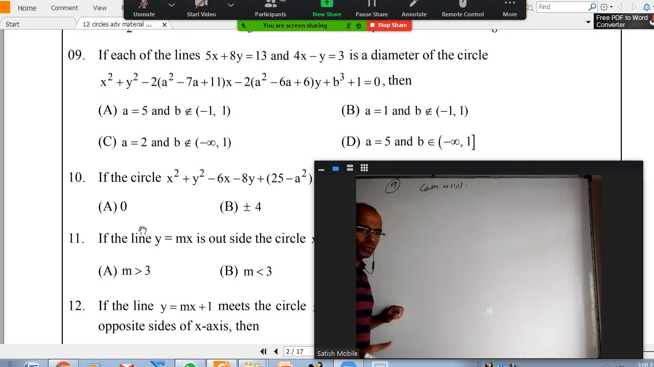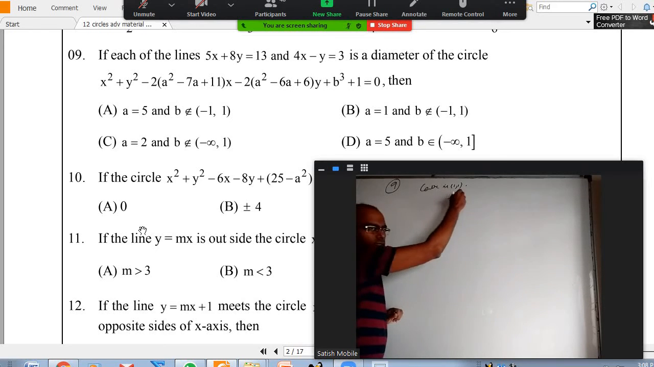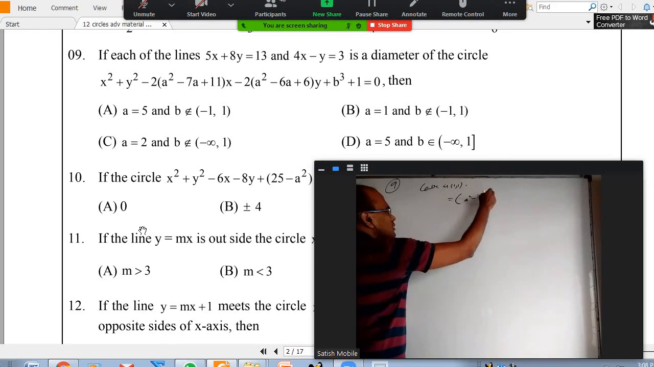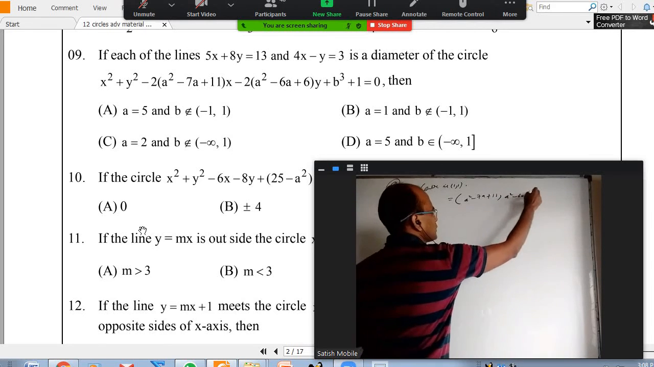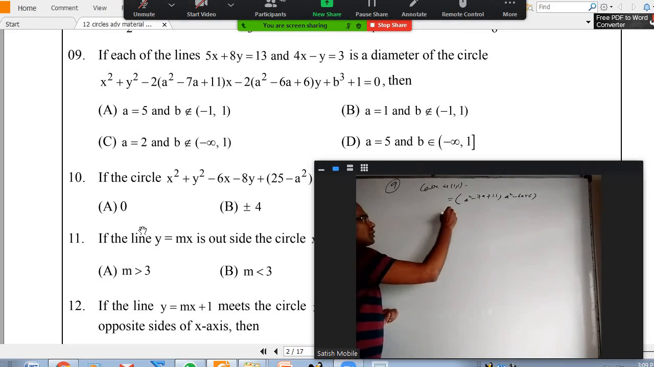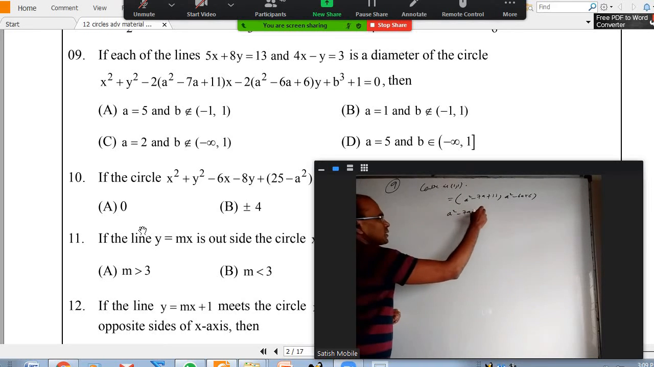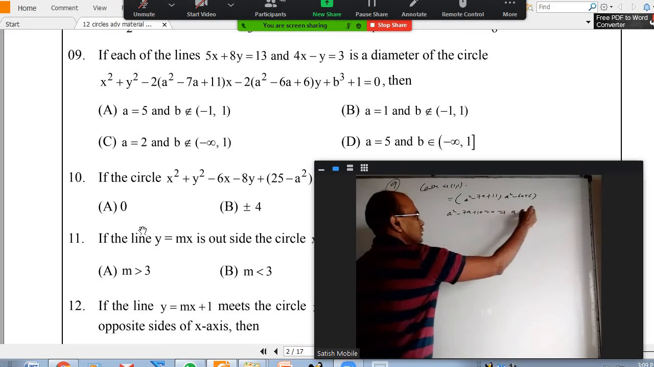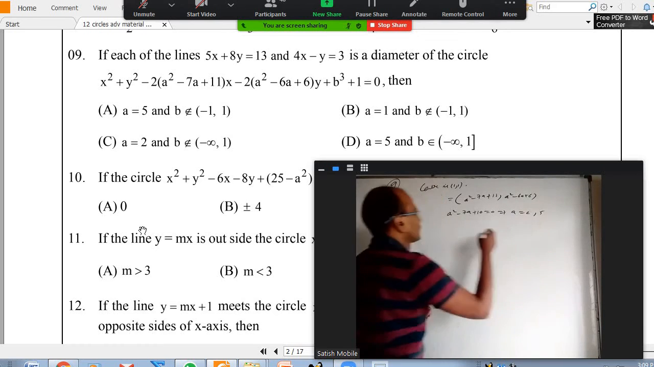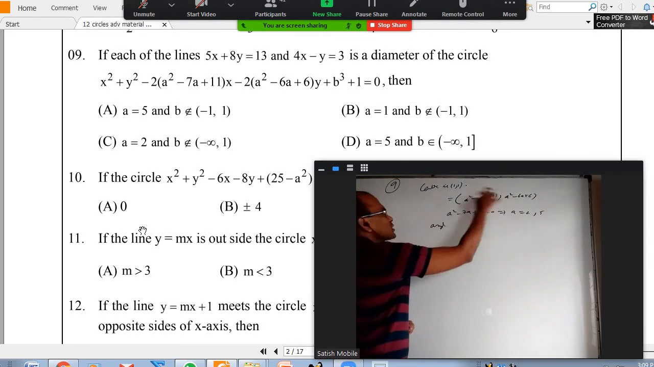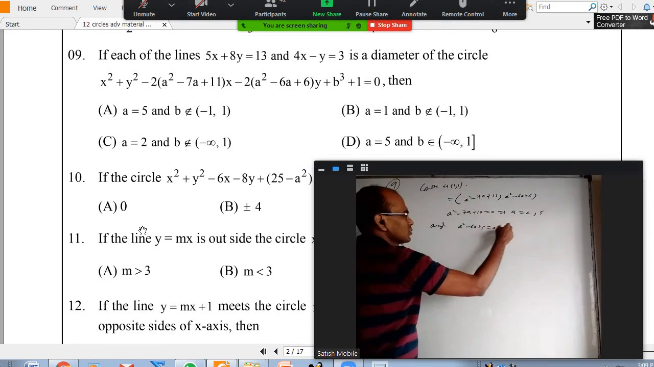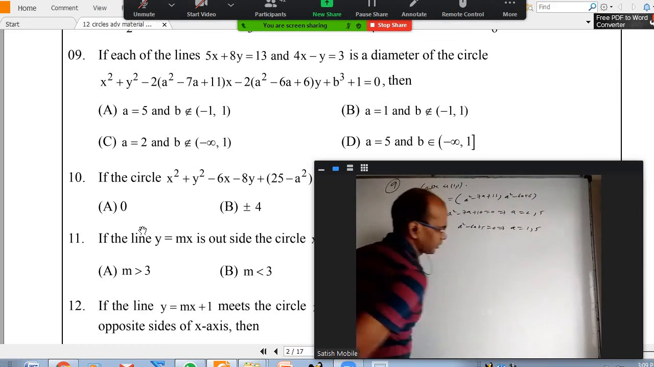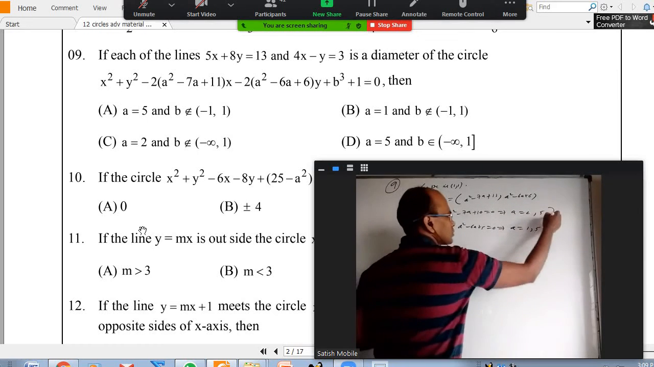Now from the center being 1 comma 1, I think we can find the value of a. Another way to find the center is a square minus 7a plus 11 comma a square minus 6a plus something. Equating the x coordinates, we get a square minus 7a plus 10 equal to 0, so a equals 2 or 5. And the y coordinate must be 1. Equating, we get a square minus 6a plus 5 equal to 0, so a should be 1 or 5. Both should hold, so a should be 5.